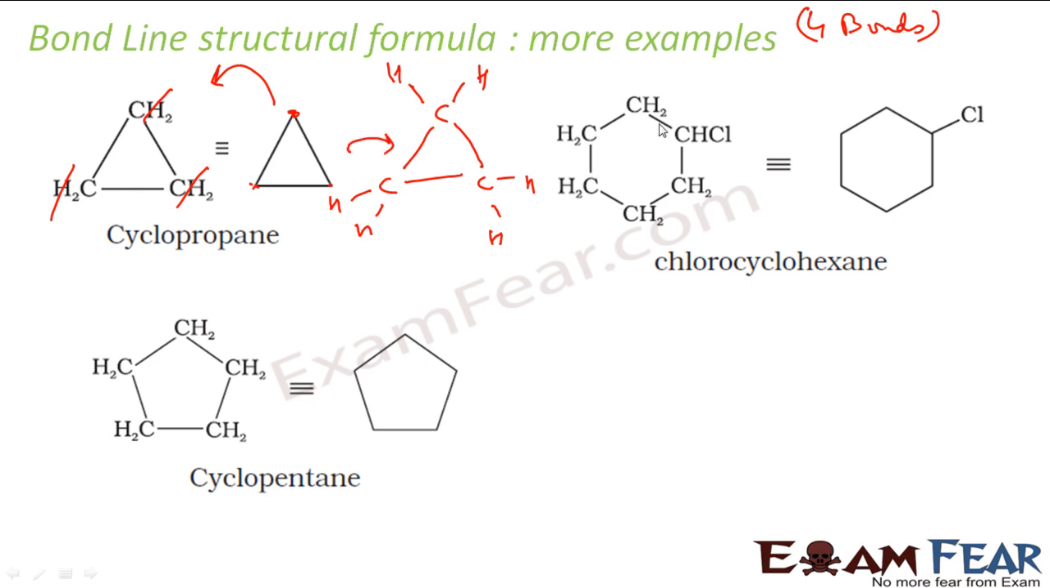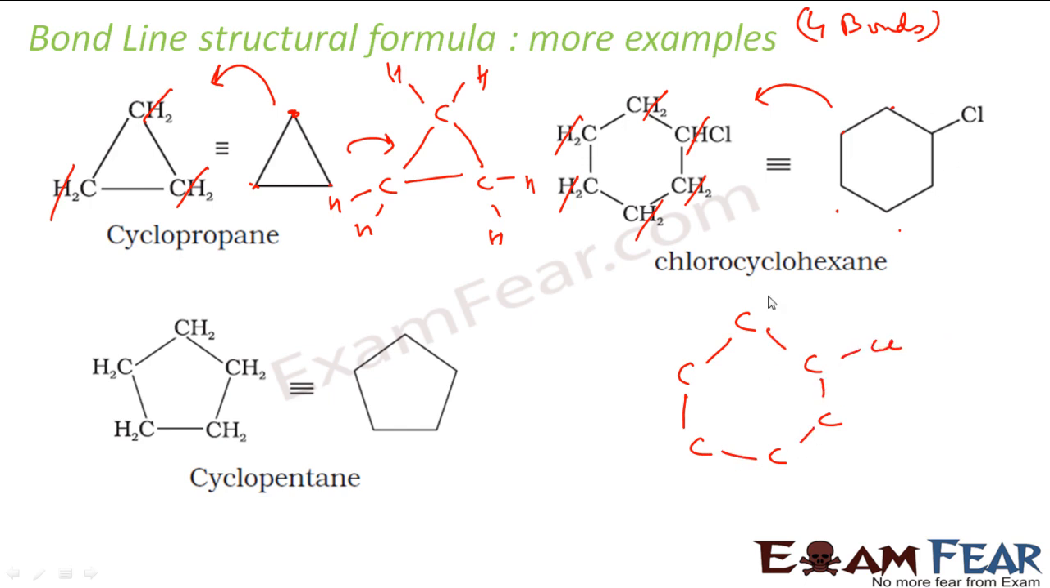Similarly, cyclohexane. From the structural formula, if you want to find the bond line structural formula, remove all the hydrogens, and put all the carbons as dots, and there's a chlorine here, add the chlorine, you get this. From this, I can get this easily also. I can just try to show you. 1, 2, 3, 4, 5, 6 dots. So I'll put 6 carbons here. All these carbons are joined by a single bond, so let me join them with a single bond. And this carbon has a chlorine.